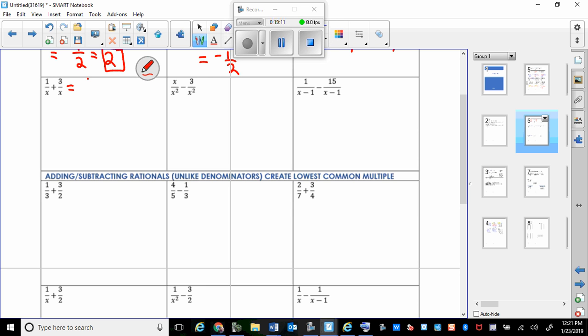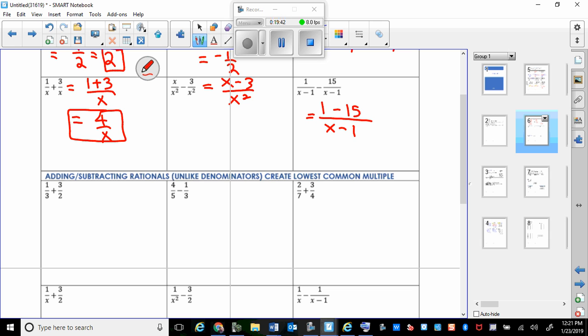Next one, 1 plus 3 on the top, x on the bottom. This equals 4 over x. Final answer. Next one, we have x squared as the denominator. So x minus 3, I can't combine those terms, so that's my final answer. Next one, I have x minus 1 in the denominator, so I'm going to have x minus 1 on the bottom, 1 minus 15 on the top. This equals a negative 14 over x minus 1. Final answer.